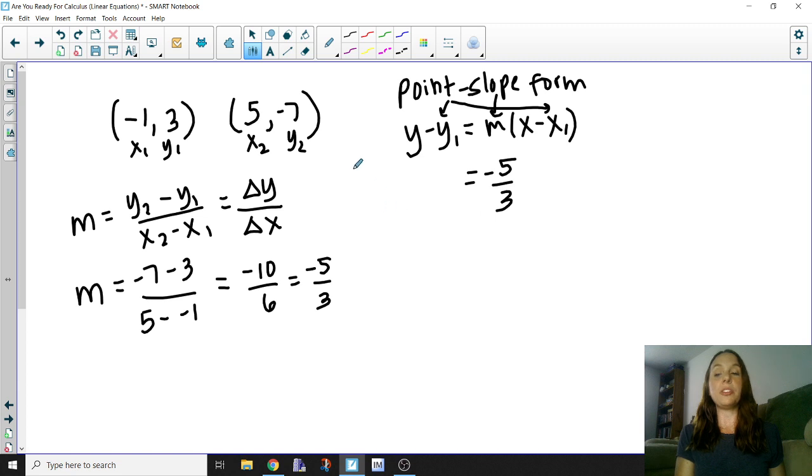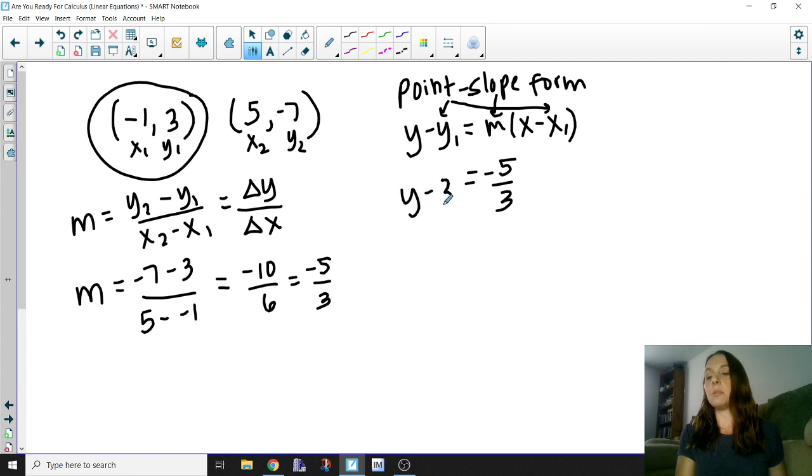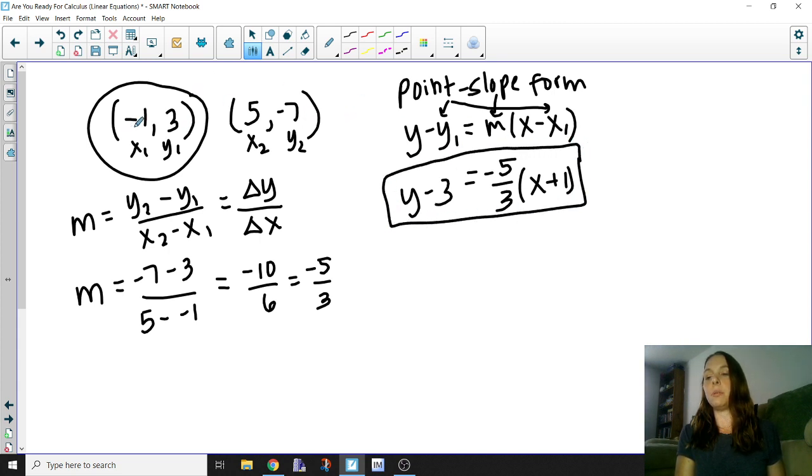Finally, to complete the equation of the line that goes through these 2 points, we can take either ordered pair. It doesn't have to be the x1, y1 ordered pair, even though it says x1 and y1 in the formula. You could take the x2, y2 ordered pair as well, and it would end up being the same equation. I'll go with x1, y1, and our final equation is y minus 3 equals negative 5/3 times the quantity x plus 1, since x minus negative 1 becomes x plus 1. And there's the equation of the line that goes through these 2 points.